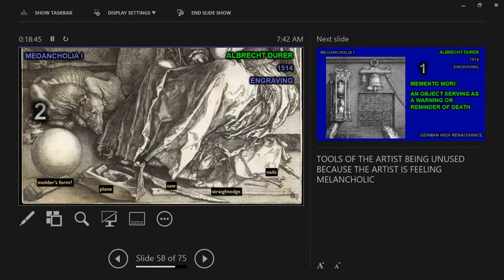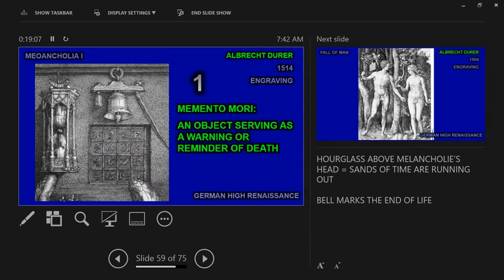Moving on, all these tools down at the feet of the angel are tools that artists use, but they are not being used because the artist is feeling melancholic. When you're feeling depressed, you don't want to make stuff, so your tools go unused. And then the number 1 detail is the memento mori, the symbol that death is near, that we are all going to die. I'm going to die, you're going to die, we're all going to die.